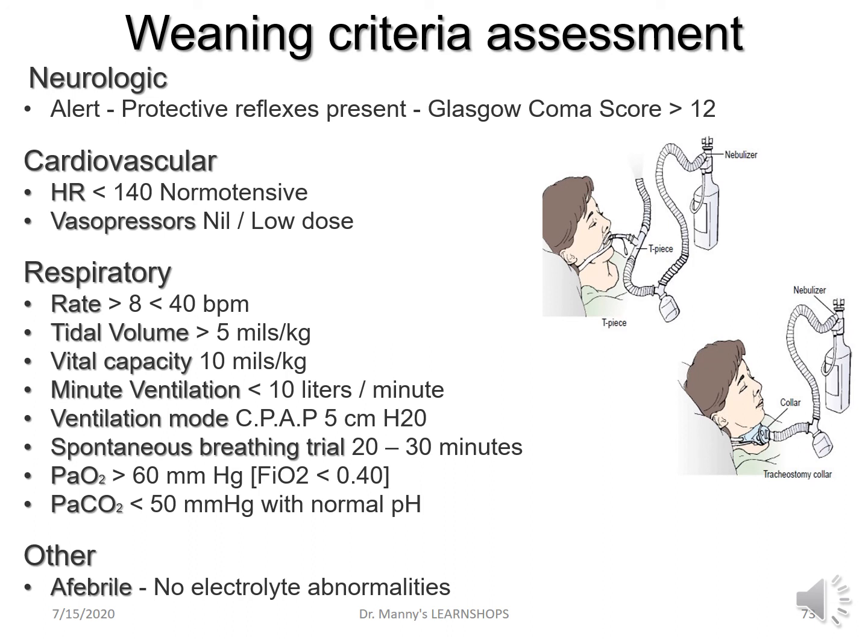The respiratory rate should be greater than 8 and definitely less than 40. Tidal volume greater than 5 mils per kg, vital capacity at least 10 mils per kg so that they can generate a cough. Minute ventilation should be less than 10 litres per minute so that they're not hyperventilating or tachypneic. Ventilation mode could be pressure support ventilation or CPAP of 5 centimetres of water.